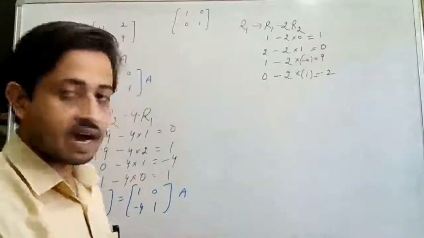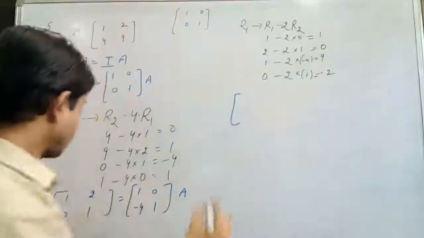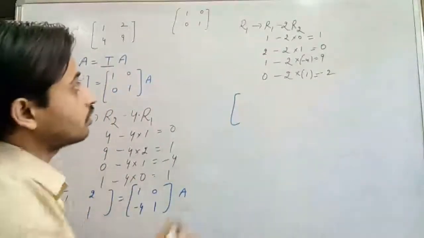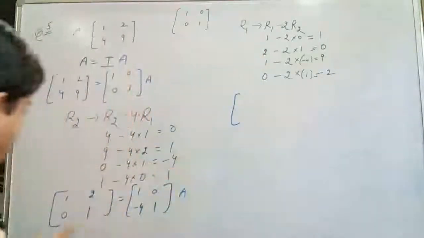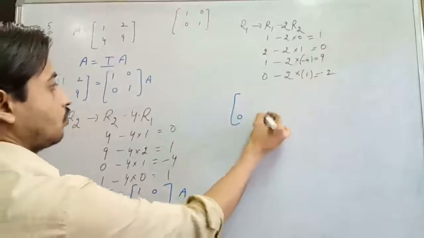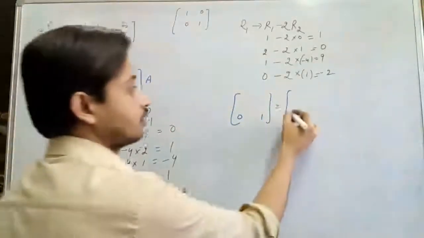Now write the terms. Since we are changing R1, we have to write the R2 terms as it is. R2 is 0, 1, and here R2 is minus 4 and 1.